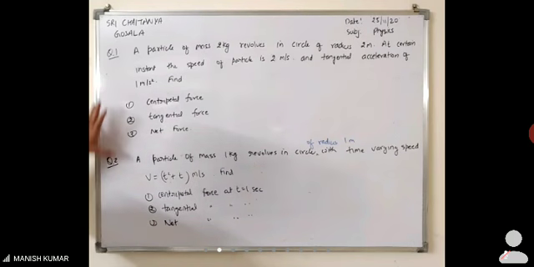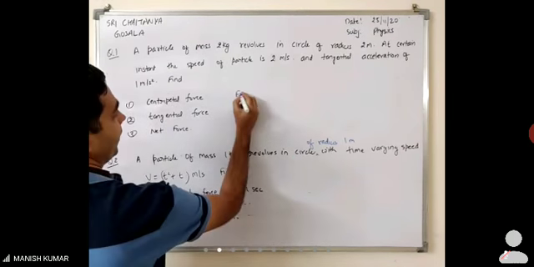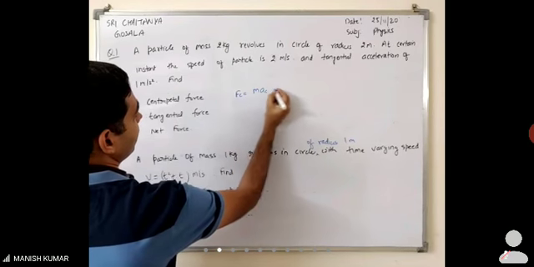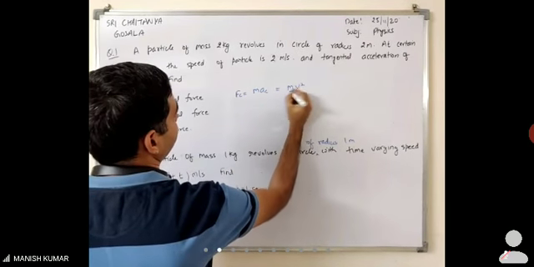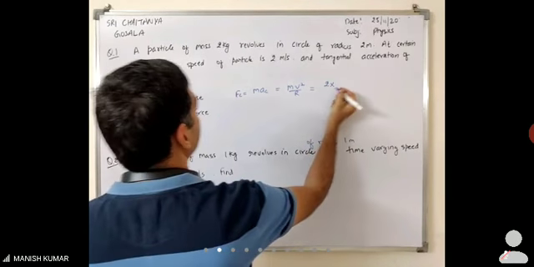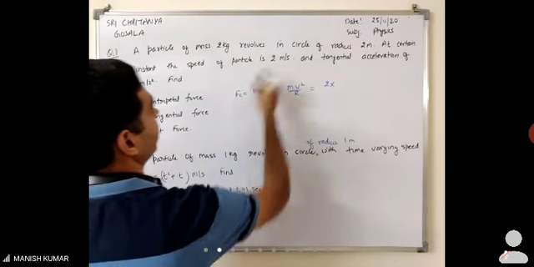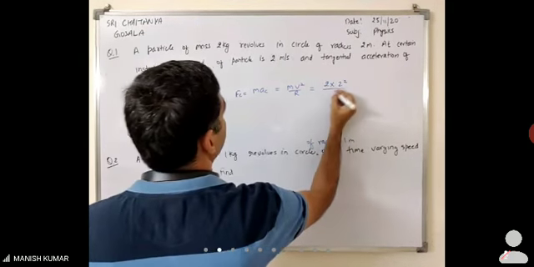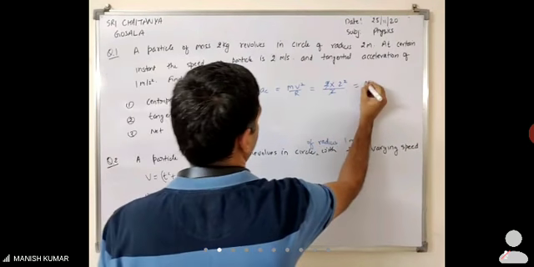Okay, so let's do the first solution. It's a very simple question. Centripetal force they are asking. Already discussed the formula of centripetal force, that is mv square by r. So mass is 2, speed is 2, radius is also 2. That is nothing but 4 Newton.